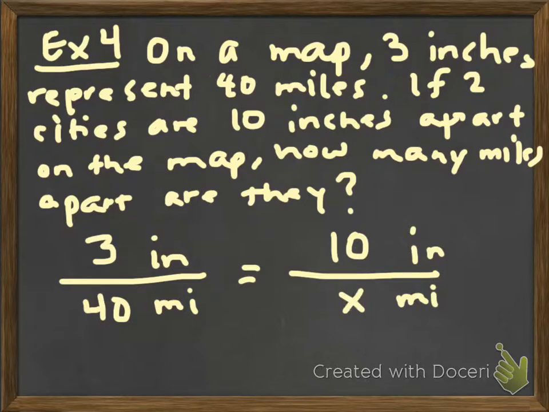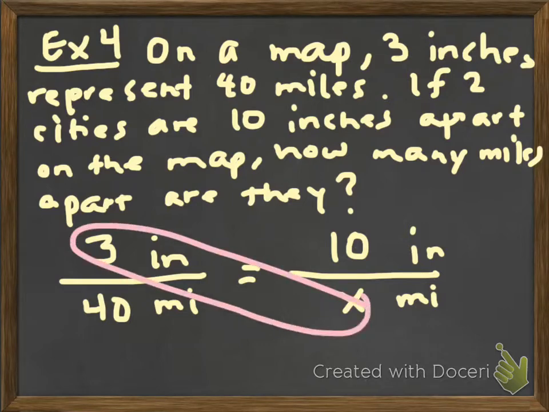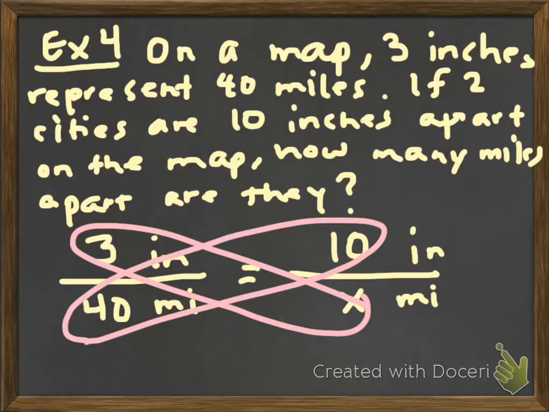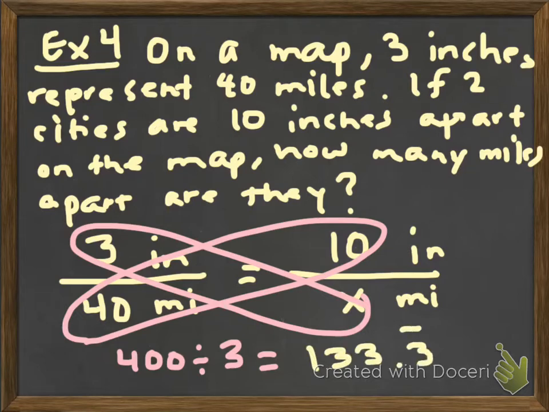We're going to cross multiply and then divide. So let's see, 3x, and then 10 times 40 is 400. So that's 400 divided by 3, which is 133.3333 miles.